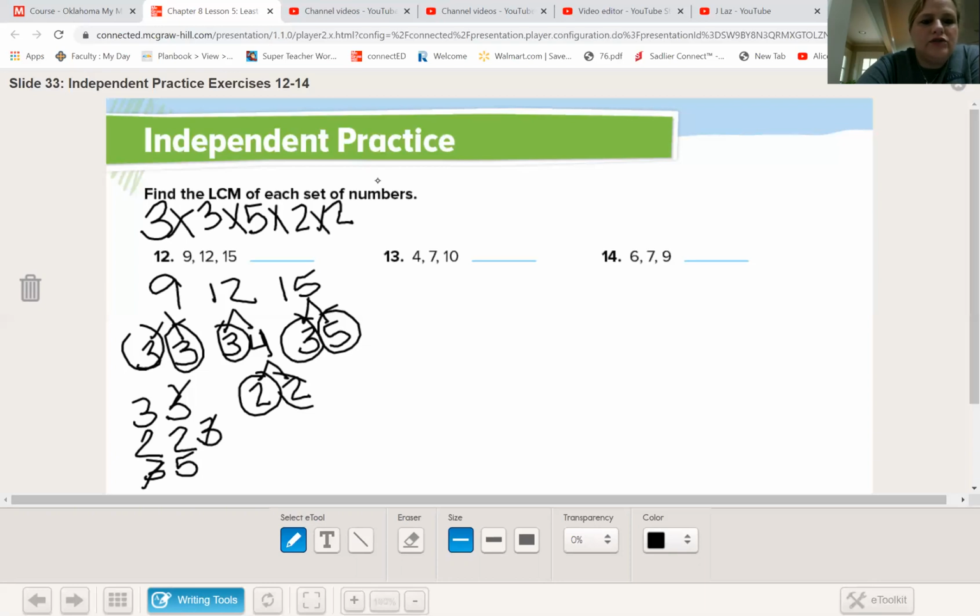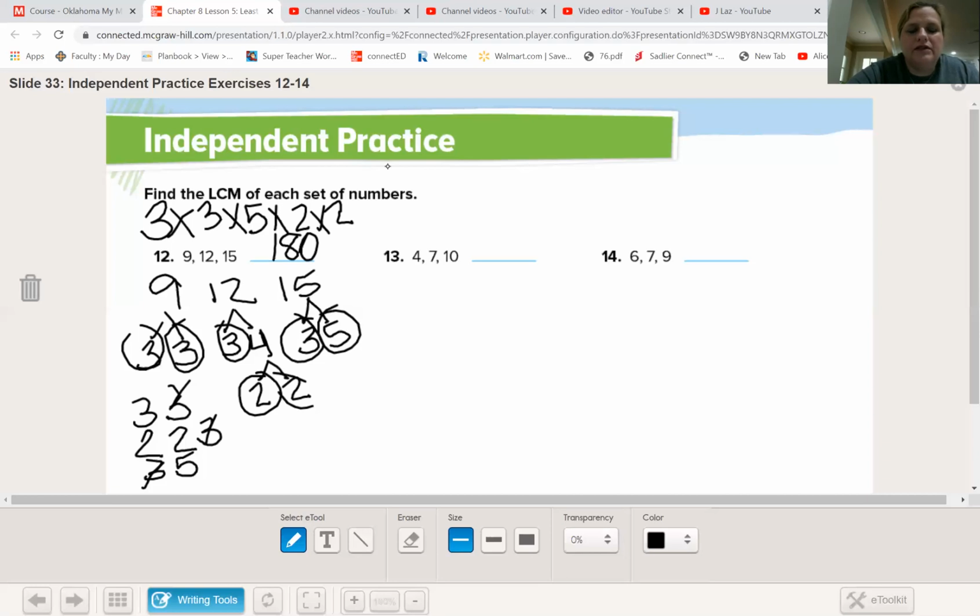So 3 times 3 is 9. 9 times 5 is 45. 45 times 2 is 90. And 90 times 2 is 180. Wow, I'm glad we didn't list multiples all the way to 180.